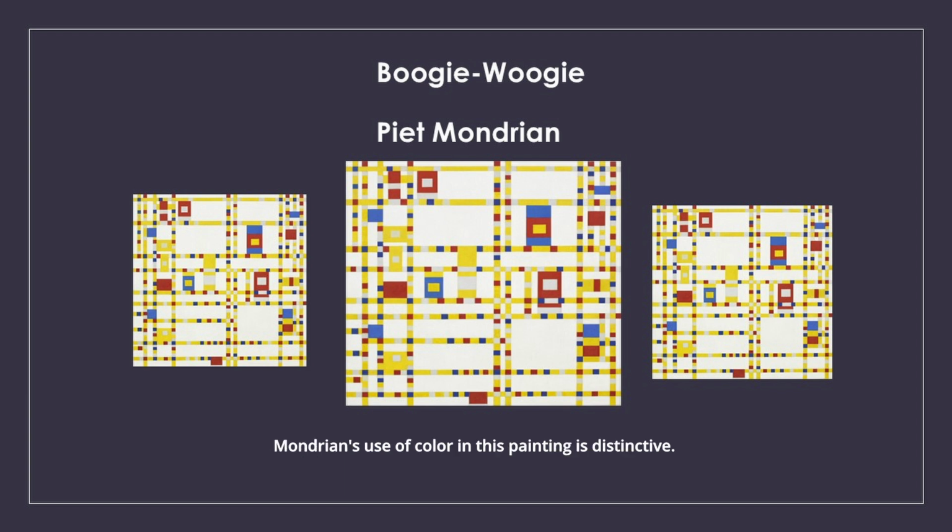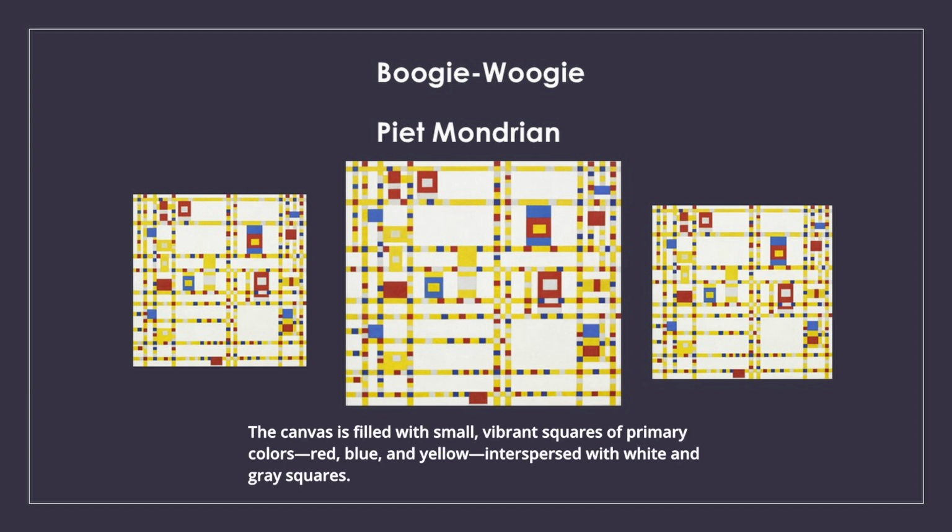Mondrian's use of color in this painting is distinctive. The canvas is filled with small, vibrant squares of primary colors, red, blue, and yellow, interspersed with white and gray squares. The colors are carefully arranged, and the repetition of these elements creates a lively and rhythmic visual experience.